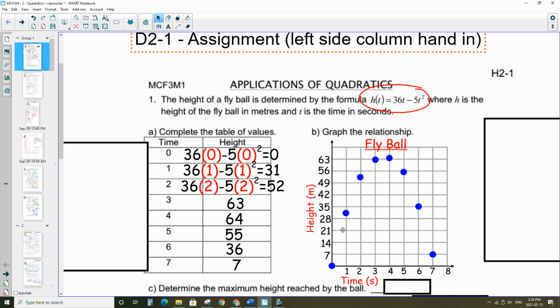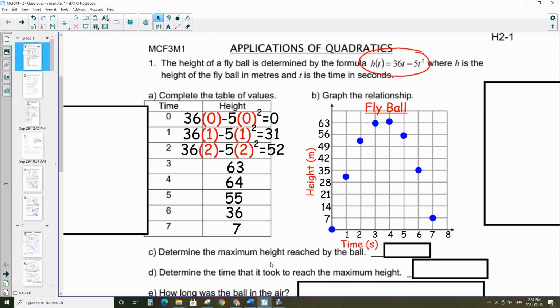This is called a quadratic, right? It's going up and then it's coming back down. And that's what this unit is about, right? This unit is about graphing quadratics, our second unit. All right, let's answer some of these questions that are based on our graph.